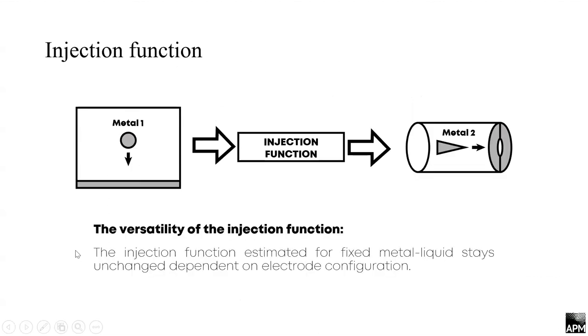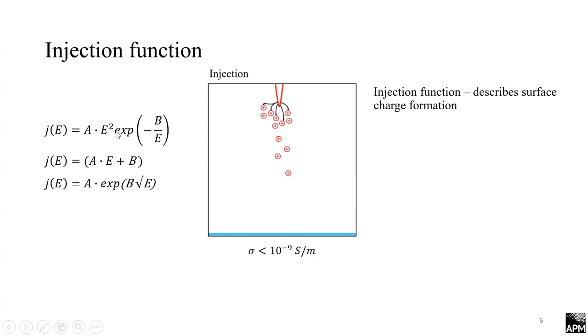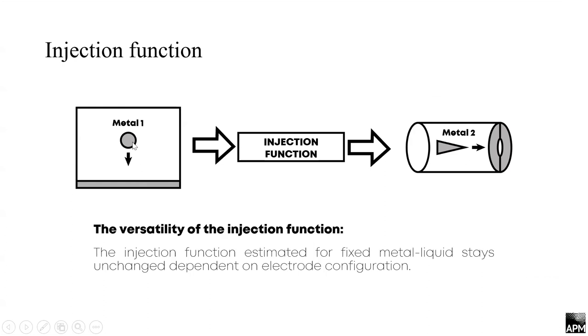But in this work today, I'm speaking about the versatility of the injection function. So the injection function is a function that is dependent only on the local electric field. For example, if we fix the metal and the liquid in one system, for example, wire plane and blade ring, if they have the same metal and the same liquid, if we find the injection function for this system, it will stay the same for this. And it is very good because we can find the injection function for simple systems and use it in computer simulation, change the shape of electrodes and design EHD devices. So here I'm going to show you how it works.